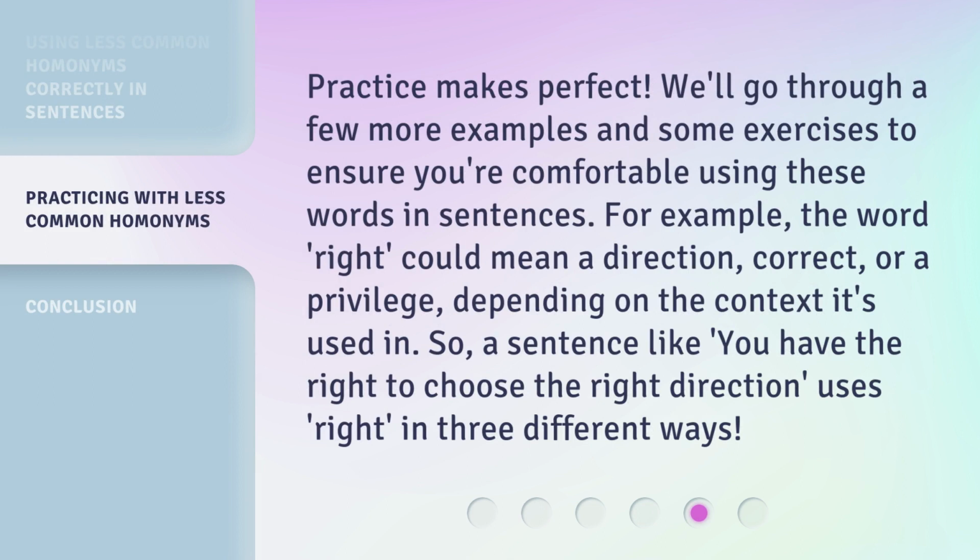Practice makes perfect. We'll go through a few more examples and some exercises to ensure you're comfortable using these words in sentences. For example, the word right could mean a direction, correct, or a privilege, depending on the context it's used in. So, a sentence like, "You have the right to choose the right direction," uses right in 3 different ways.